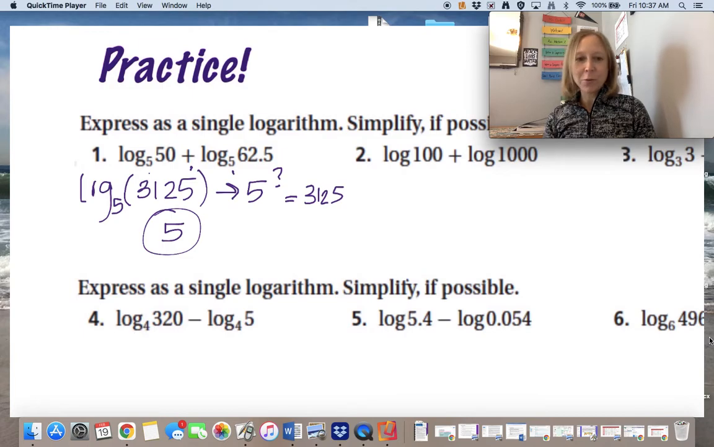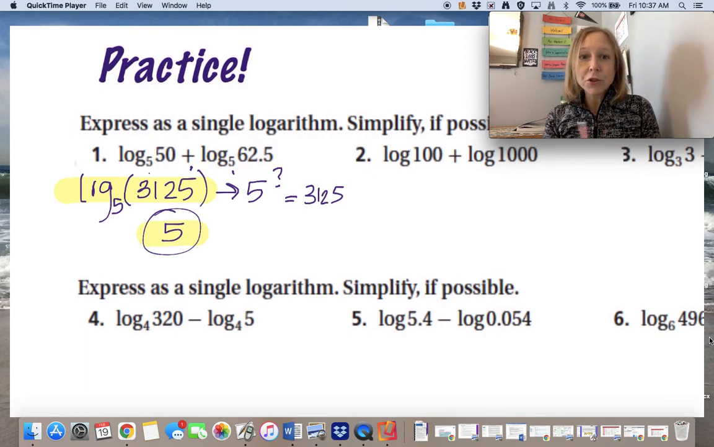When you're doing your homework this week or taking a test, I need to see both parts. I need to see the single logarithm and the simplified form. So some of you out there do not like to show work. Okay, you know who you are. You've been getting 1 out of 2 on your homework. That will stay true this week if I do not see both of these things. Okay, so show your work.